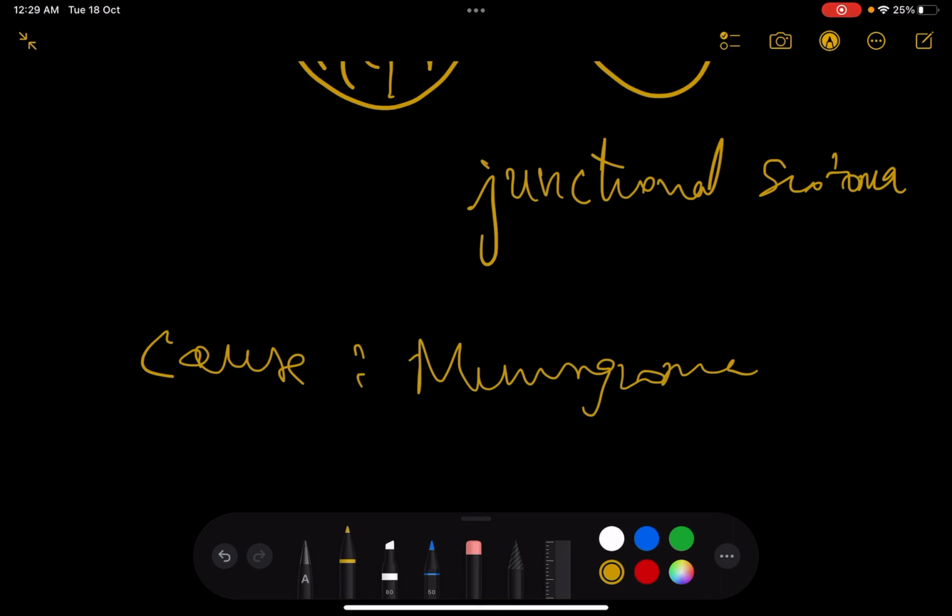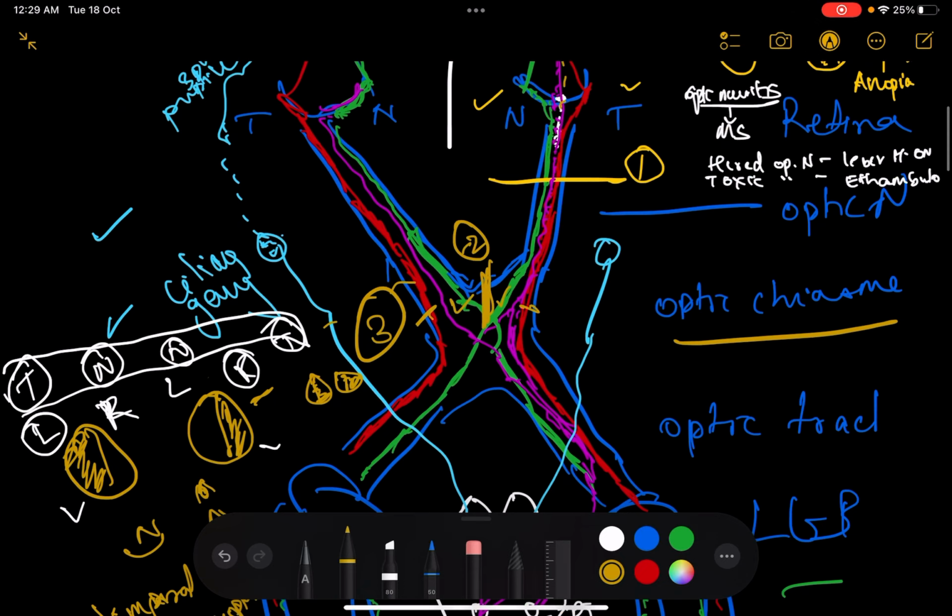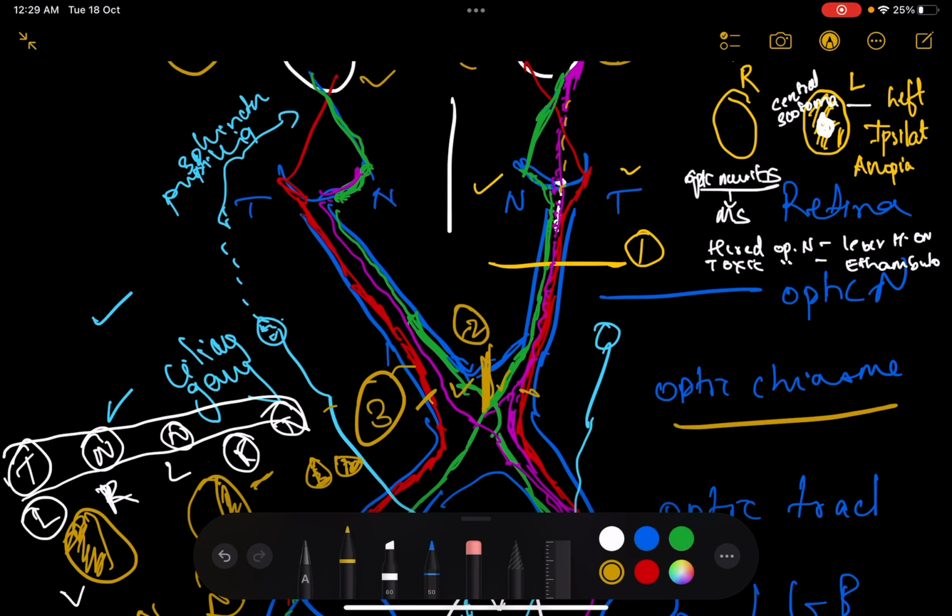Okay, so this is done. Also, what we can call it is a superotemporal quadrantanopia, but I think junctional scotoma is the best way of representing this lesion. Now let's look at another lesion that we saw. Let's go back to our main diagram. The fourth lesion that we want to look at is the lateral part of the optic chiasma.